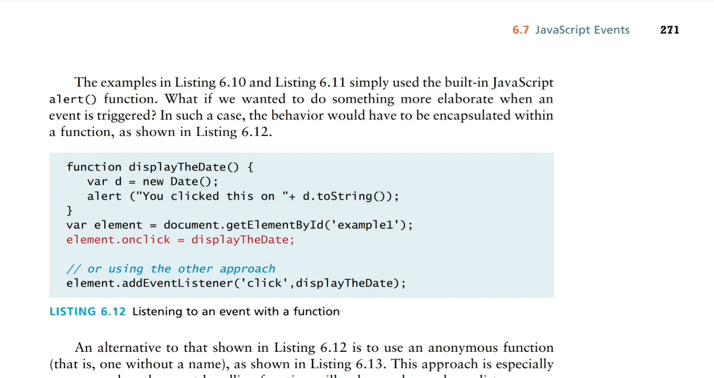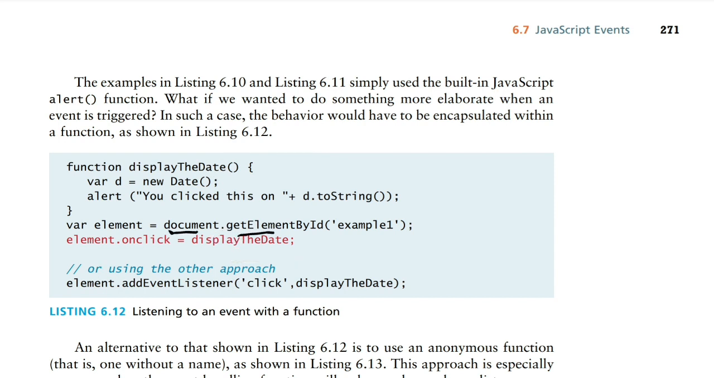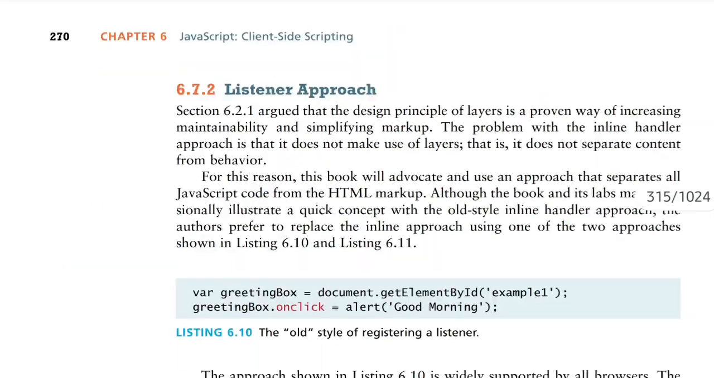When will I call this function? I'll call this function when onclick is equal to display date. Whenever I click on the element, I assume that this is an element in the web page. If I click this, at that time the function display the date will be called, and this will happen. So the question is, what is this element? That element is nothing but document.getElementById example 1. In the div tag I have written example 1, right? This is the example 1.